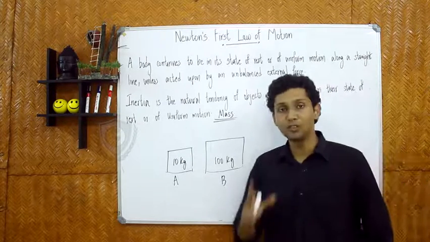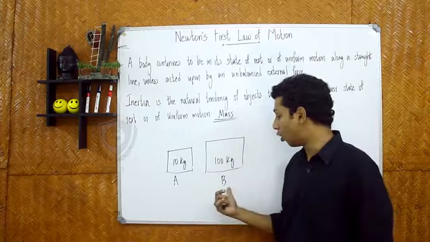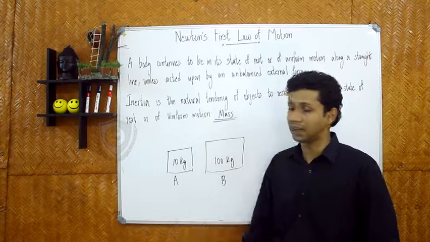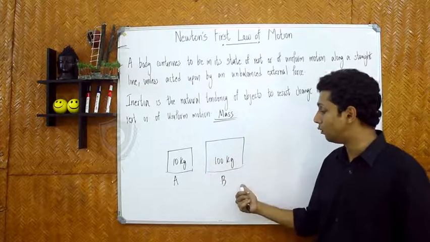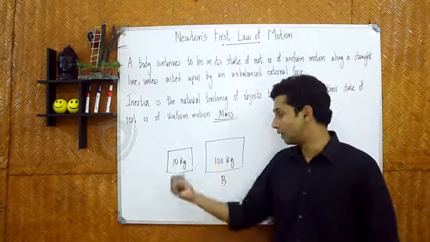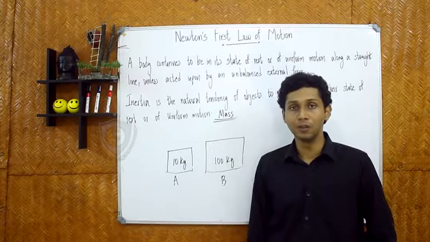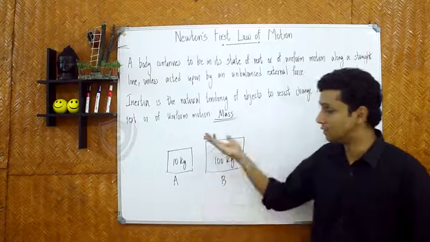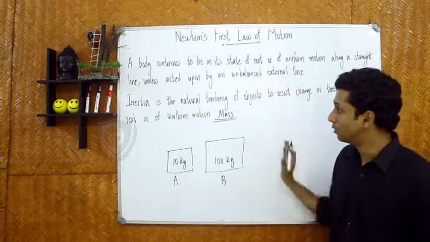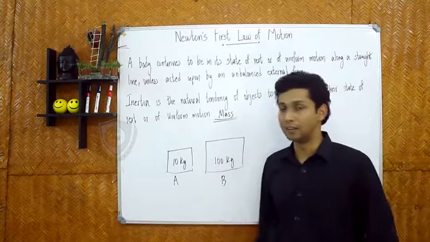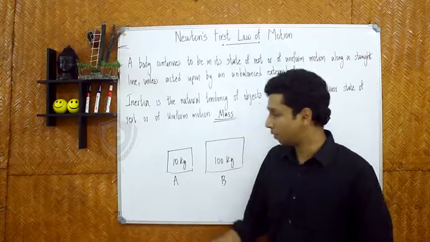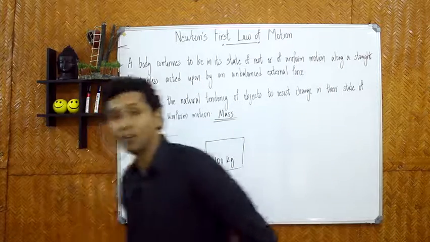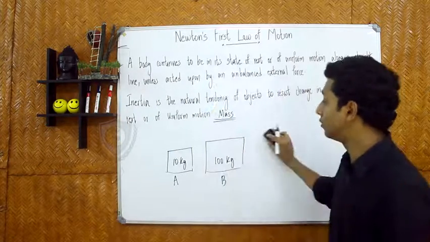Now when we consider these two objects, you can see clearly that object B has higher mass than object A. So the inertia offered by object B would definitely be higher than the inertia offered by object A. So the greater the mass, the greater the inertia offered. That is another point regarding inertia: inertia always depends upon the mass of a body. Now we will see what the different kinds of inertia are.